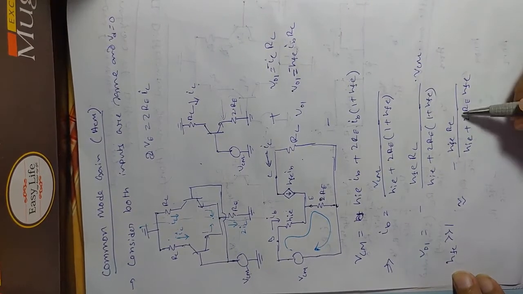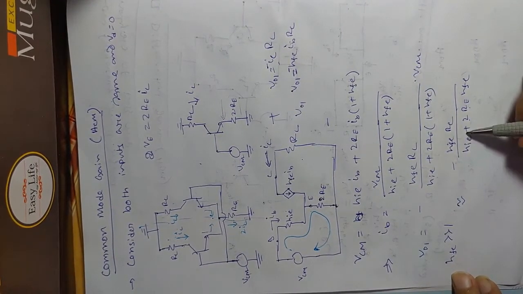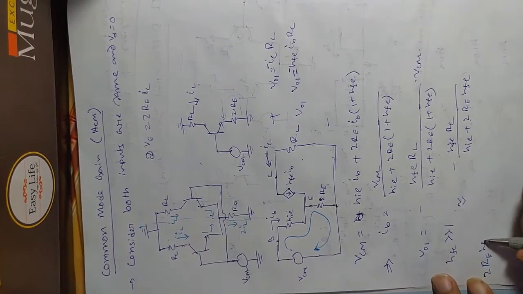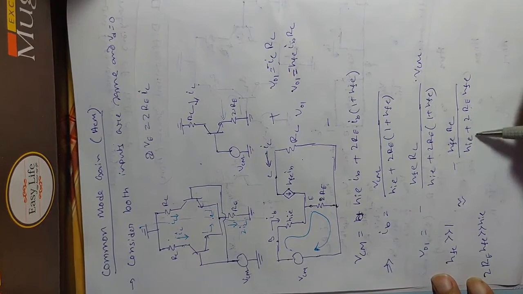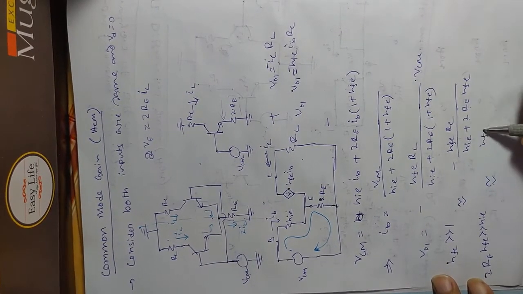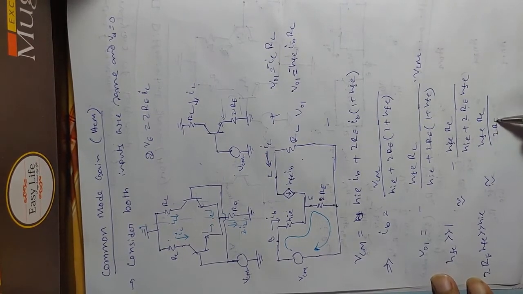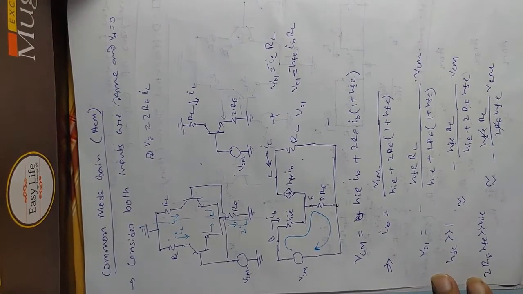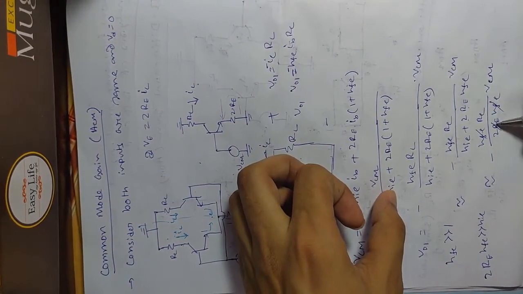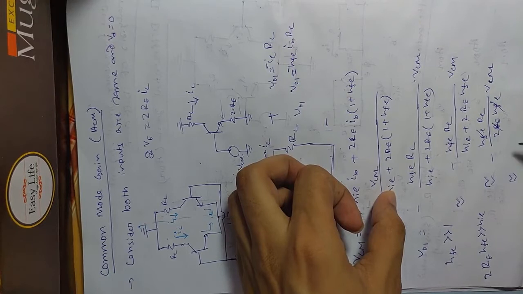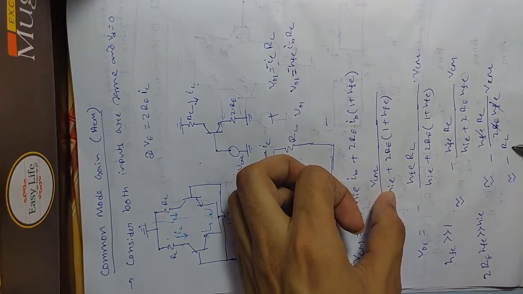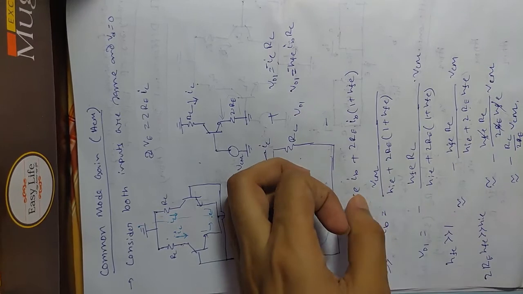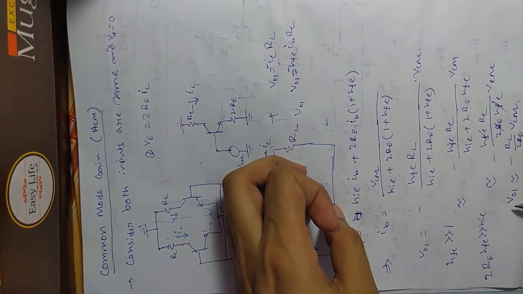Now this product, 2RE HFE, will be much greater than HIE. So 2RE HFE is much greater than HIE, and I'll neglect this part. So it will be almost equal to minus HFE RC by 2RE HFE into VCM. HFE and HFE will cancel out, so the remaining will be minus RC by 2RE into VCM. So that will be V01.